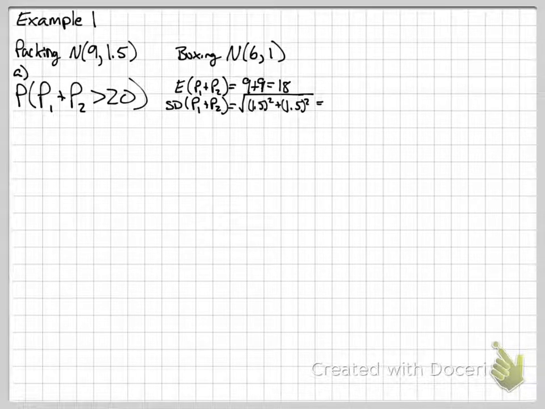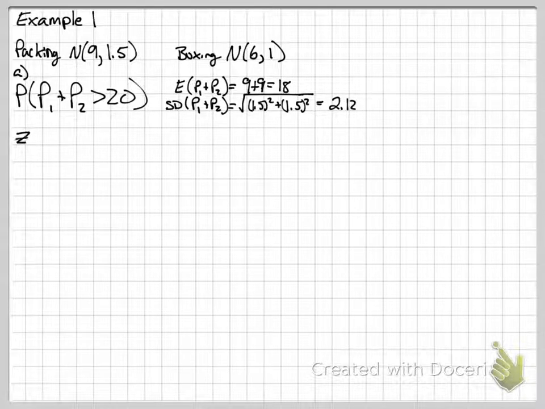And if we calculate that out, we get 2 minutes and 12 seconds. So for our 2 consecutive packing systems, we can say that that is going to be a normal model with a mean of 18 and a standard deviation of 2 minutes and 12 seconds. Okay, so now that we've found our mean and standard deviation, now we can go ahead and find our z-score.